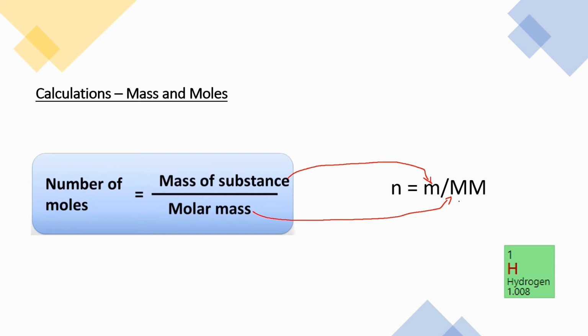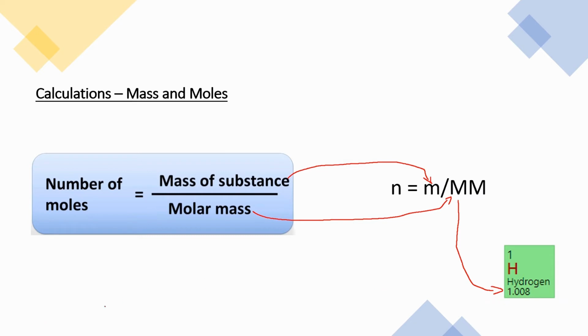And the molar mass is actually the same number as our atomic weight as we've looked at before. So we've measured atomic weight for the mass of a single atom, but it also converts to the mass of a mole of a particular substance. So for example, if I had a mole of hydrogen atoms, it would weigh exactly 1.008 grams.